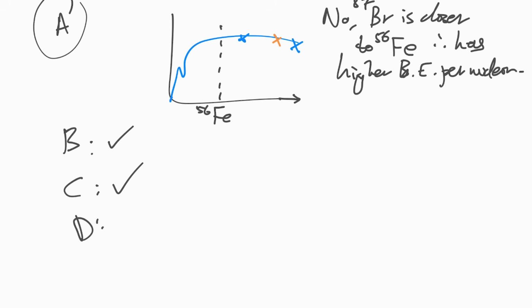Finally, D, the binding energy of the uranium is greater than the binding energy of the lanthanum. Yes, by definition, we're not talking about binding energy per nucleon, just the total binding energy. So we have more nucleons in the uranium, therefore it's going to have a greater binding energy. It's going to require more energy to break it apart into all of its constituent protons and neutrons. Not a super easy question though, that one.